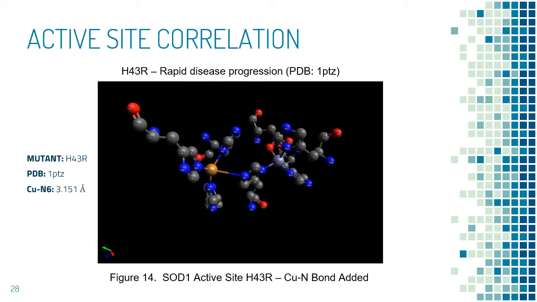Actually, before I did that, I had to bond the previous H43R, and I drew a bond between copper and nitrogen, because this is going to be required in order to actually run this through Gaussian, which I've shown here.